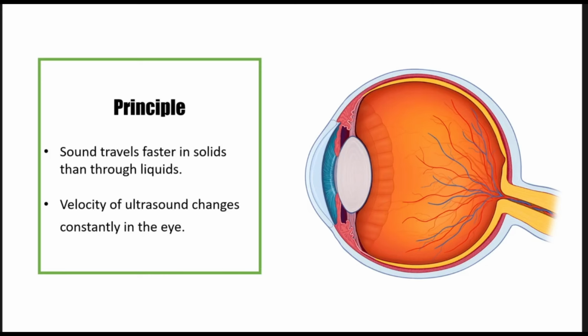You should know that sound usually travels faster in solids compared to liquids. Therefore, the velocity of the sound waves as they travel within the eye is constantly changing. In an A-scan biometer, the sound travels through the solid cornea, then the liquid vitreous, then again the solid lens, again the semi-fluidic vitreous, then the retina, choroid, sclera, and finally into the orbital tissue. Therefore, the velocity of the sound waves within the eye is constantly changing.